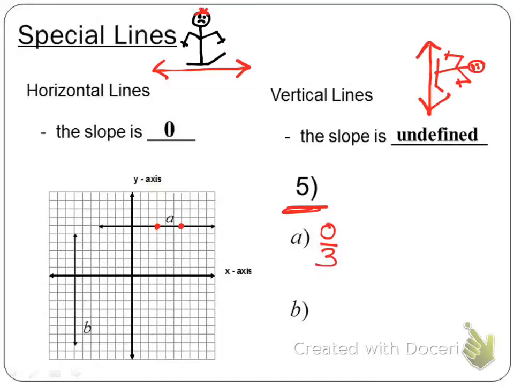What is 0 divided by 3? 0 divided by 3 is 3? No. 0. 0 divided by any number is 0. I'm going to say 0.